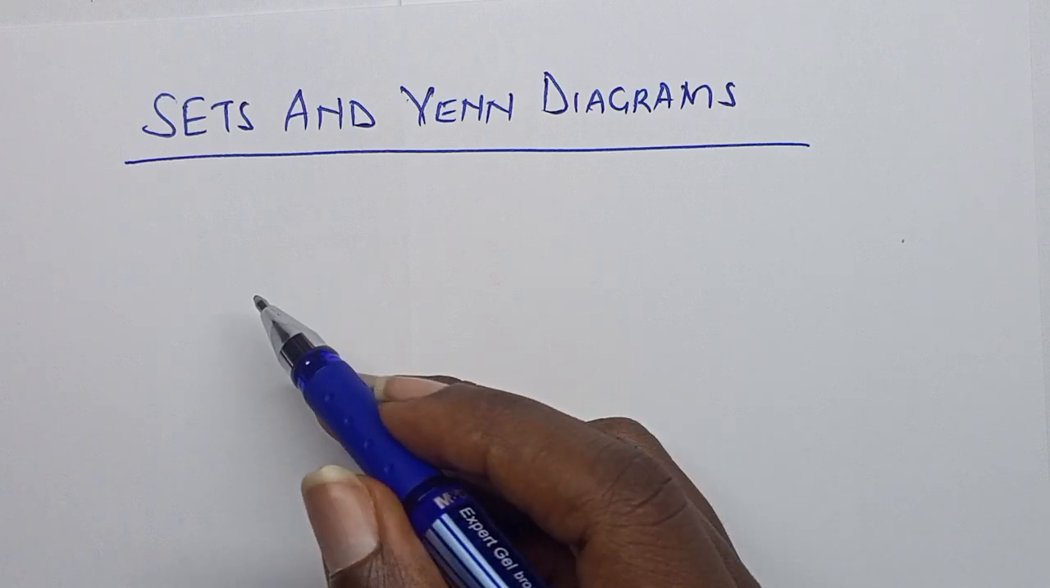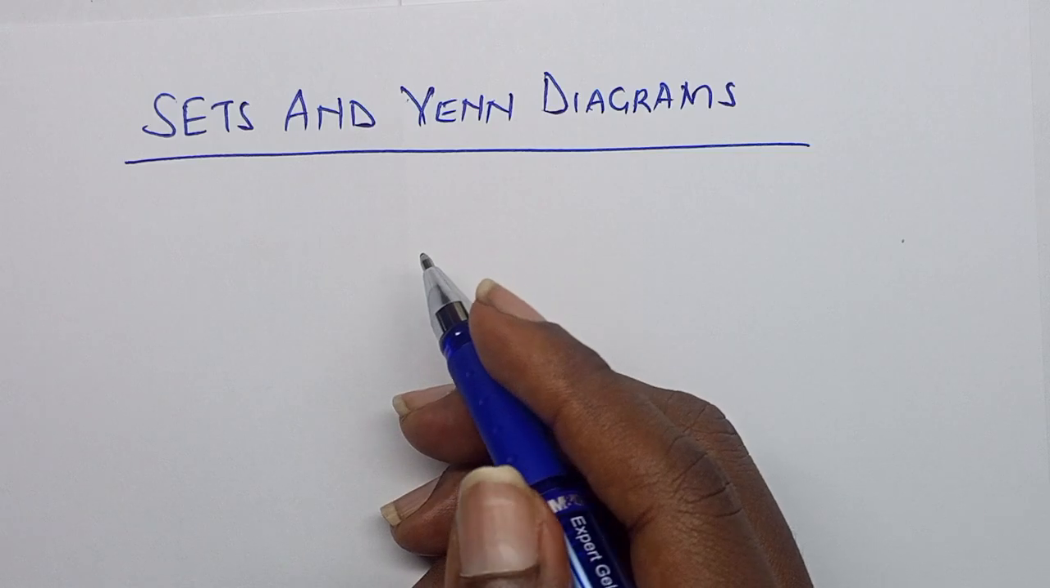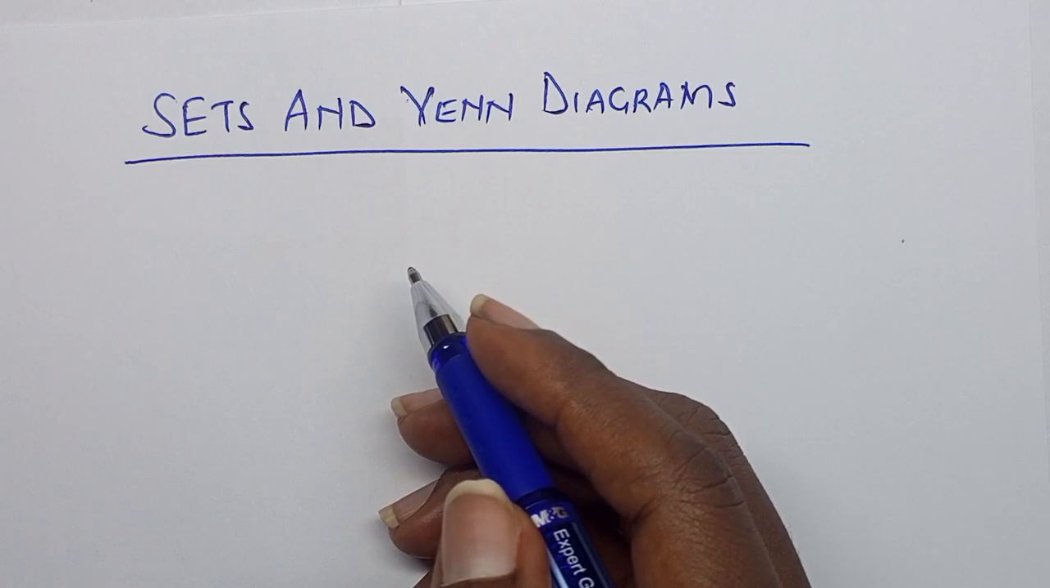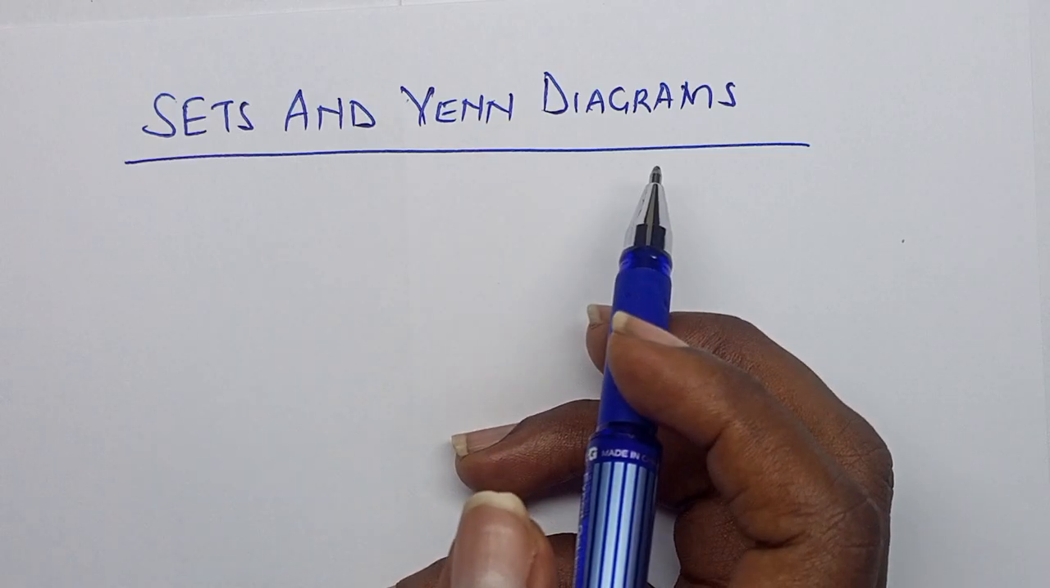Let's look at sets and Venn diagrams. Now, a set is just a collection of objects, but we need some new words and symbols and diagrams to be able to talk sensibly about sets and Venn diagrams.